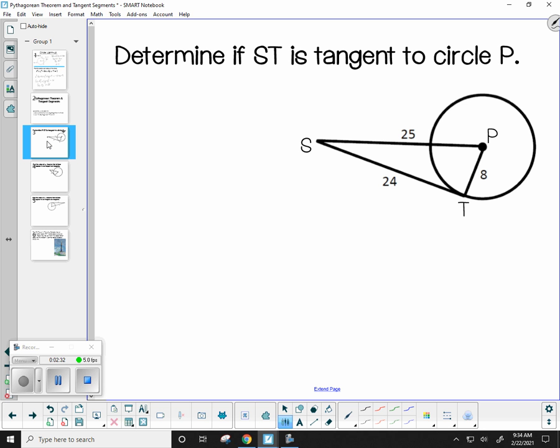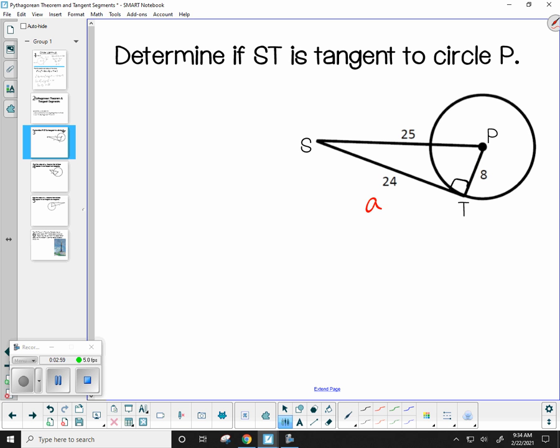So we're going to use the Pythagorean theorem today, along with tangents. So we know that if a radius and a tangent intersect, we should have a right angle. If we have right angles, a lot of times we can create right triangles. So that's where the Pythagorean theorem is going to come in. So the first thing I want to figure out in this problem is, is ST a tangent to circle P? Meaning, do I really have a right angle right here? Okay, so I can test that by using the Pythagorean theorem.